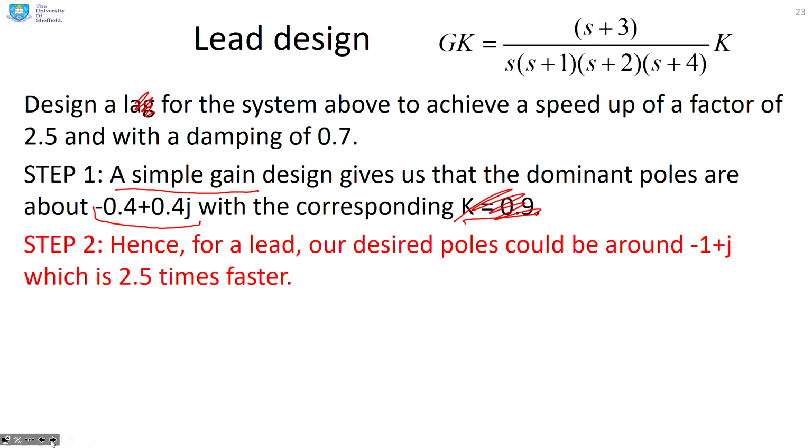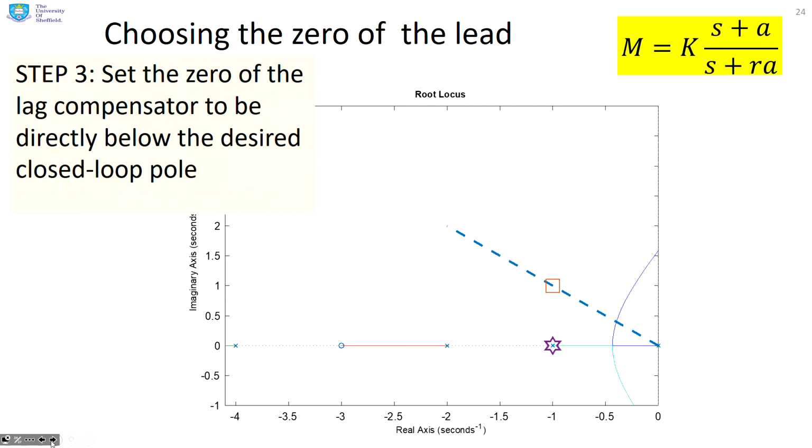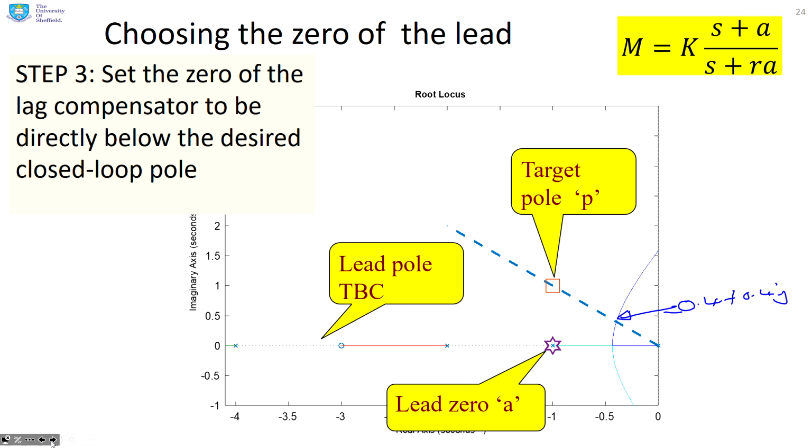So for a lead, our desired poles are going to be roughly minus 1 plus j. So you see that's 2.5 times faster than what you can get with a simple gain design. So that's what we asked for. Can we be 2.5 times faster? So here we go. You can see the original root loci. That was what we could achieve, our minus 0.4 plus 0.4j. So we've gone 2.5 times faster. So there's our target pole.